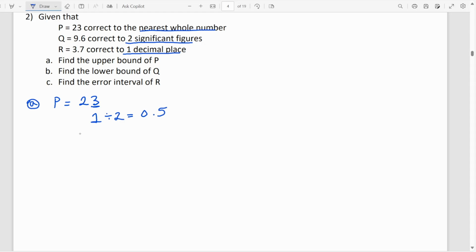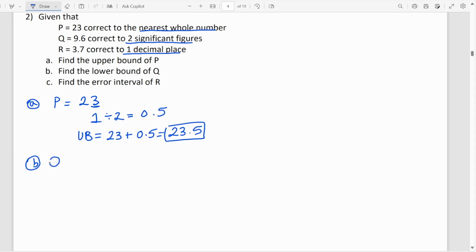So now the upper bound will be the original, which is 23 plus 0.5, and this gives us 23.5. So this is the answer for A. As for B, they want the lower bound of Q.